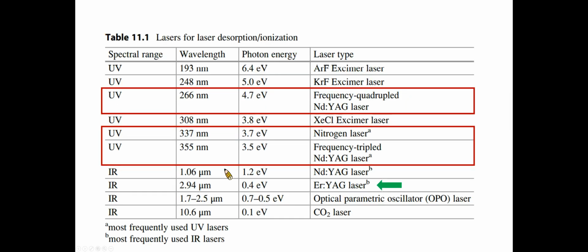This table illustrates the commonly used lasers for laser desorption ionization. The UV laser sources usually supply greater photon energy compared with the IR lasers. The highlighted ones are the most frequently used UV lasers.